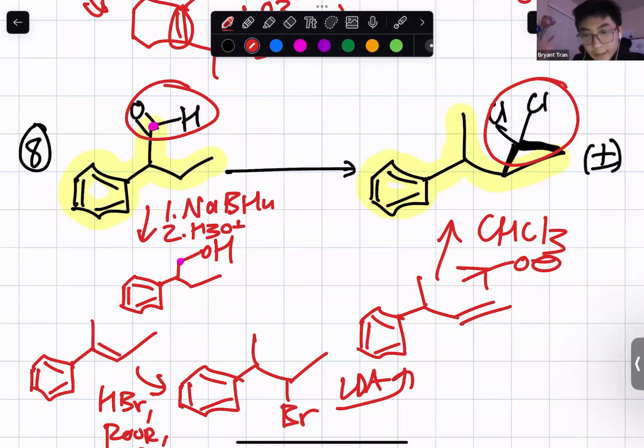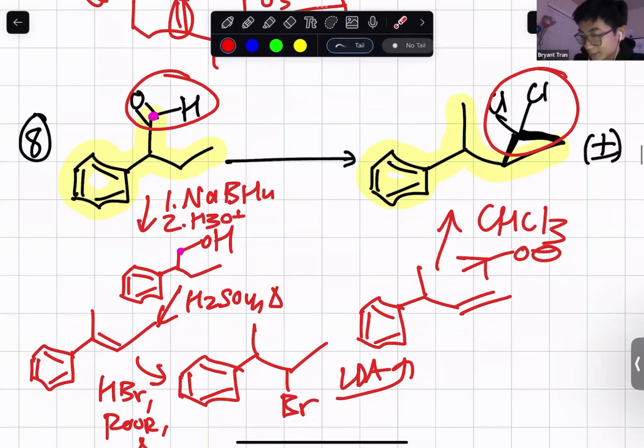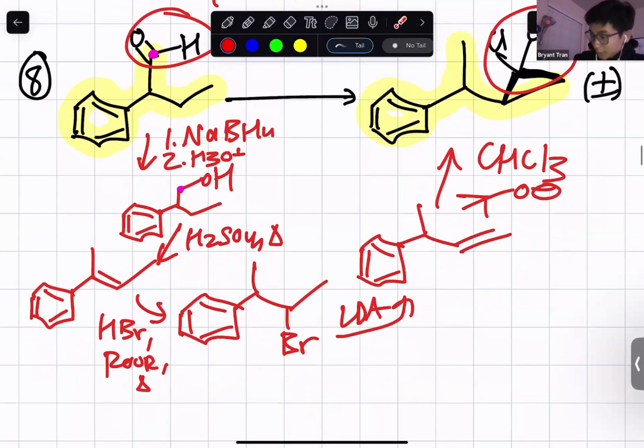Okay, and then like Sharon said, we can convert this primary alcohol to that alkene using alcohol dehydration, H2SO4 and heat. Right, we don't do E2 that stuff. We don't do strong base because this is not a good leaving group, alcohol. We do alcohol dehydration to get to this alkene right there. Okay. So first step, reduction.